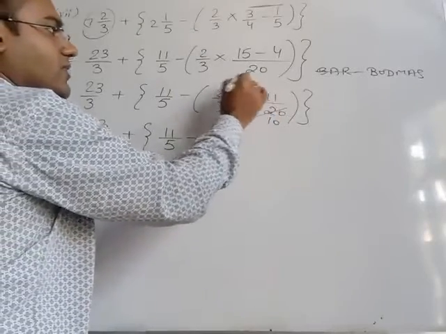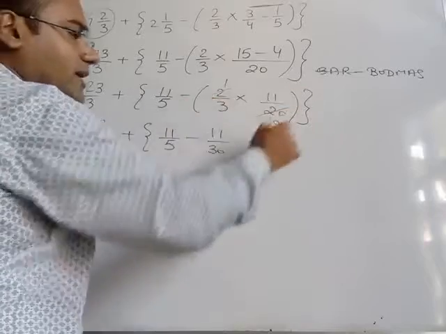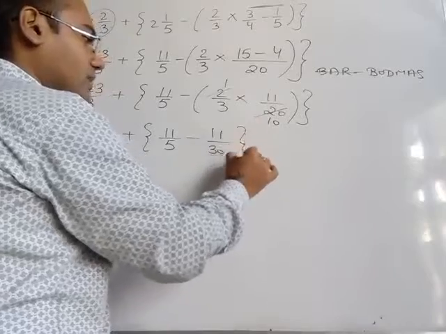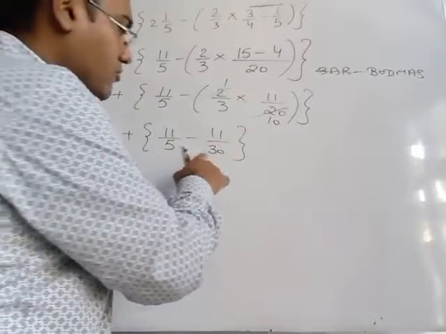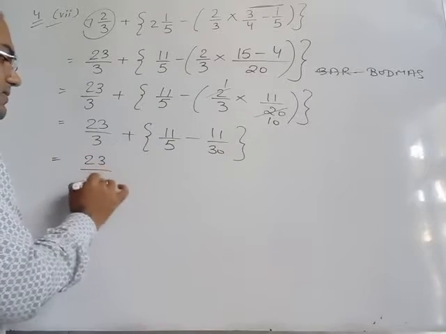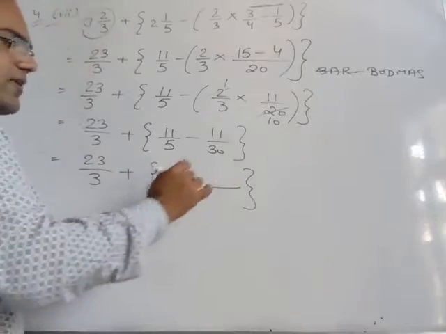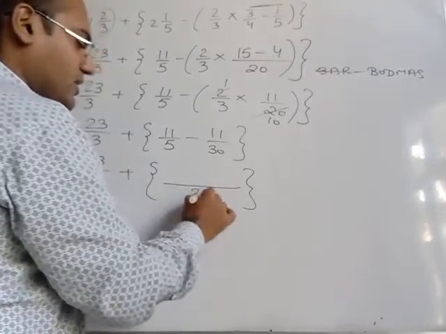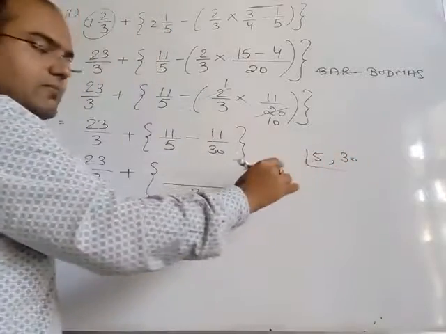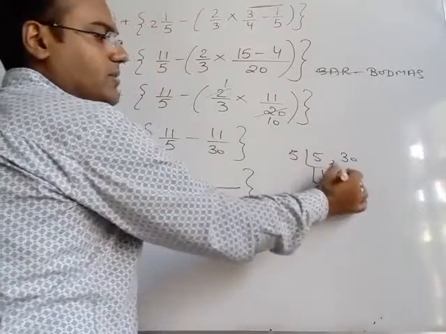Multiply we will do here. 1 into 11 is 11. 3 into 10 will be 30. This small bracket we will remove now because this multiplication we have done. Now curly bracket. Now we have to take the LCM and then we will subtract these numbers. LCM of 5 and 30 we will take, the answer will be 30. Here in the rough you can find both the numbers are divisible by 5. So 5 1s are 5, 5 6s are 30. So the remaining number is 6 only.